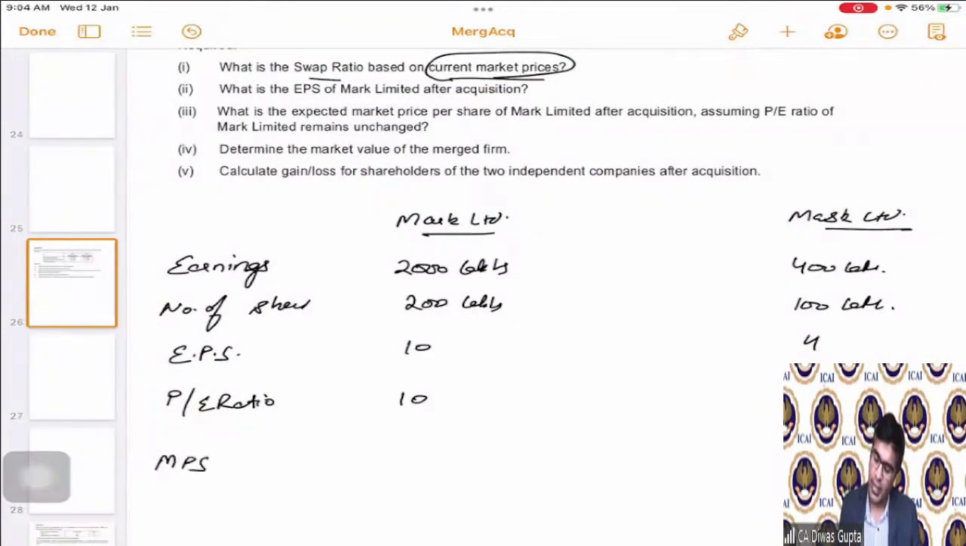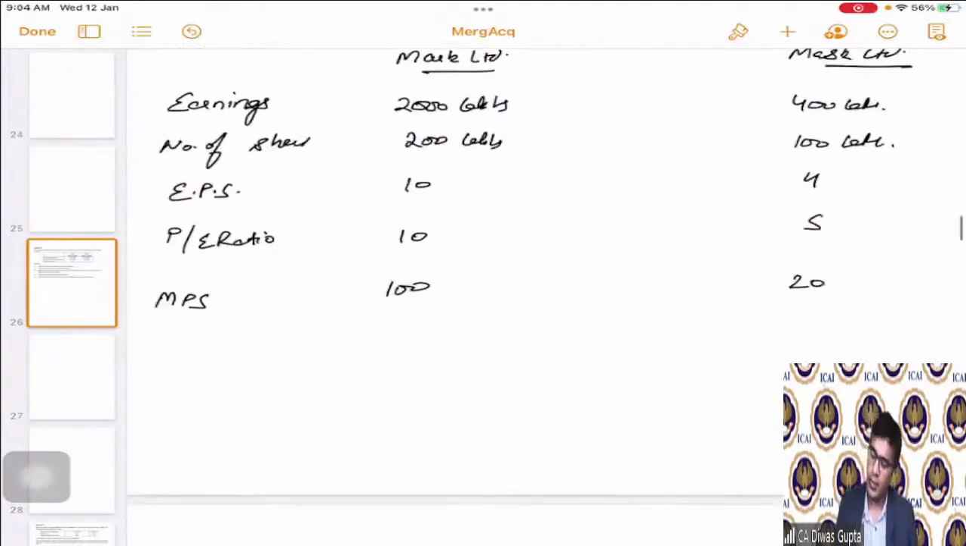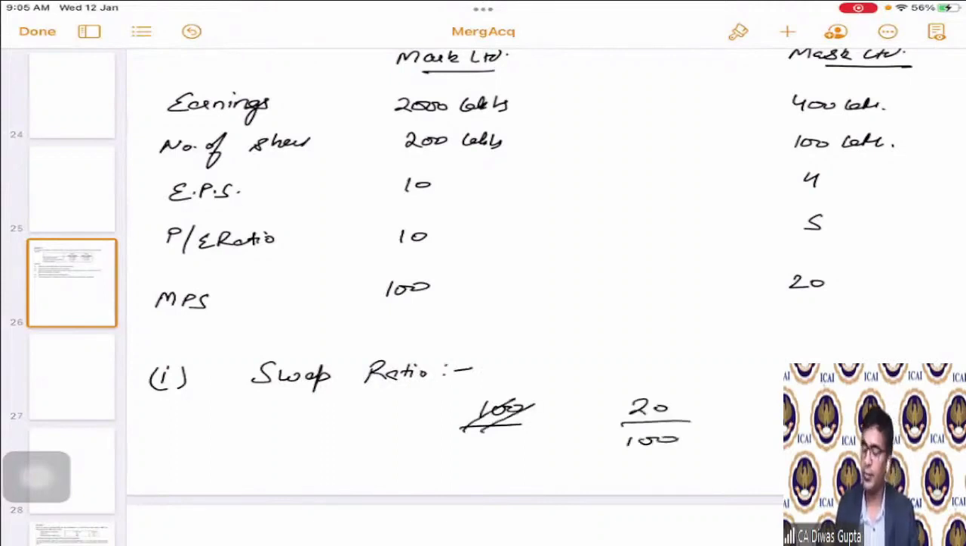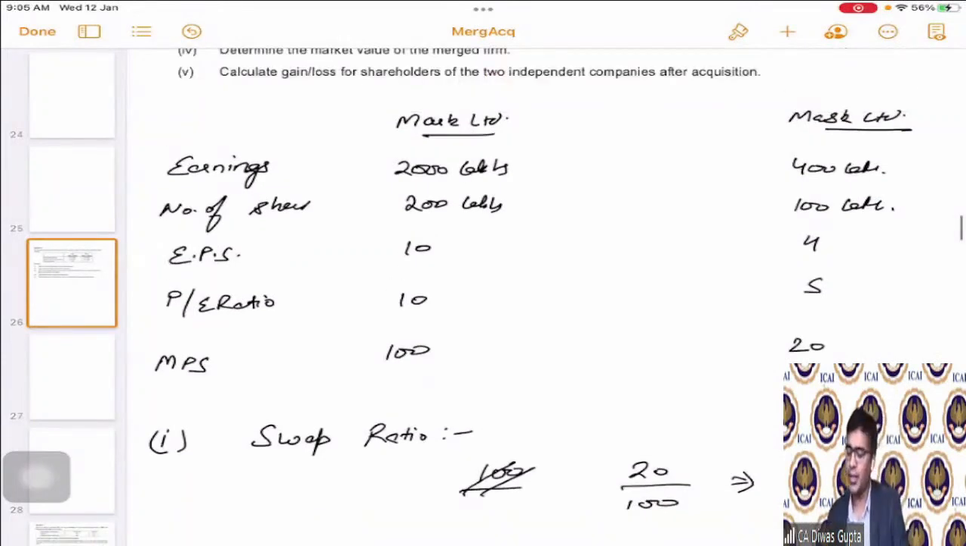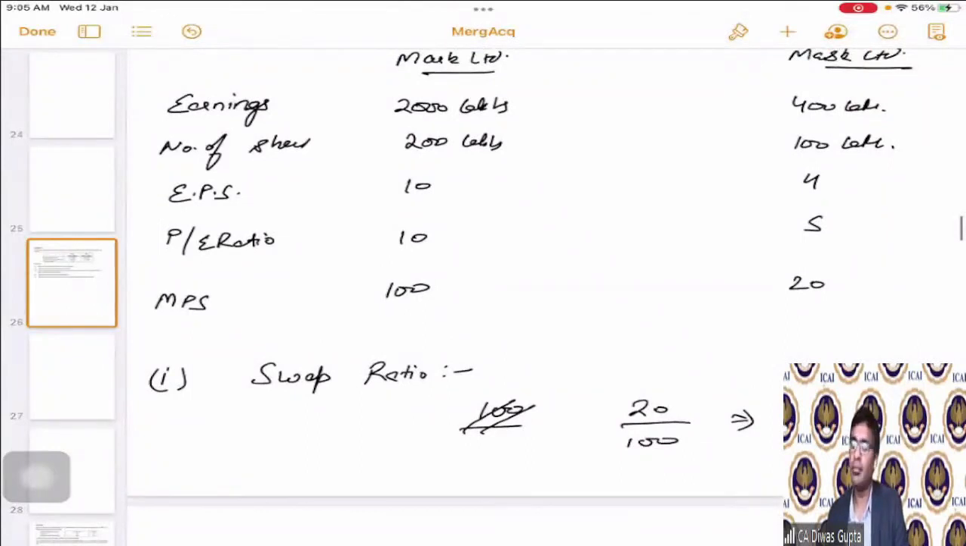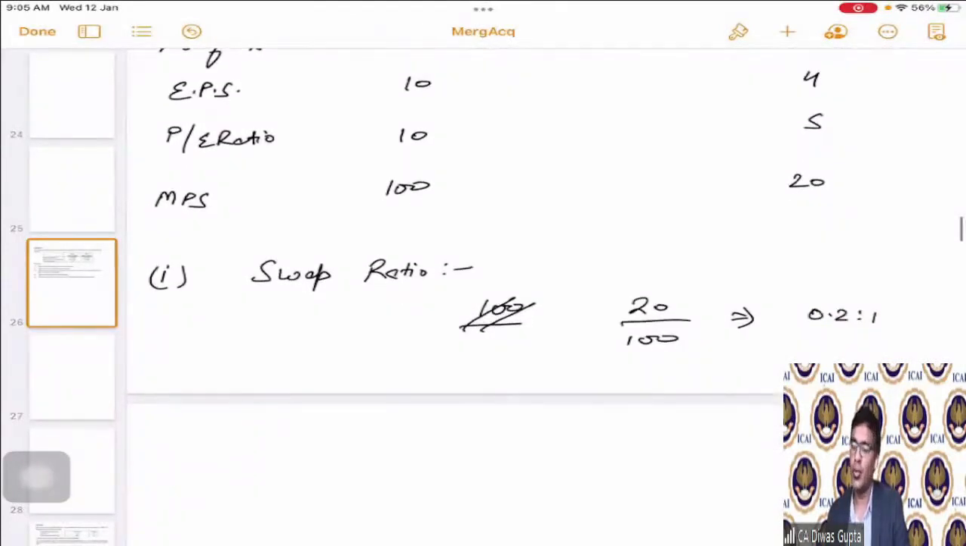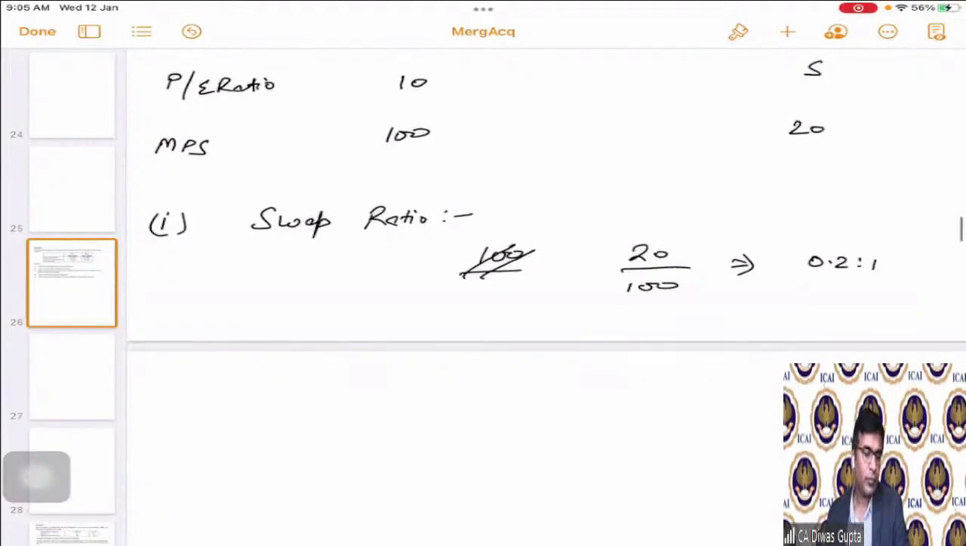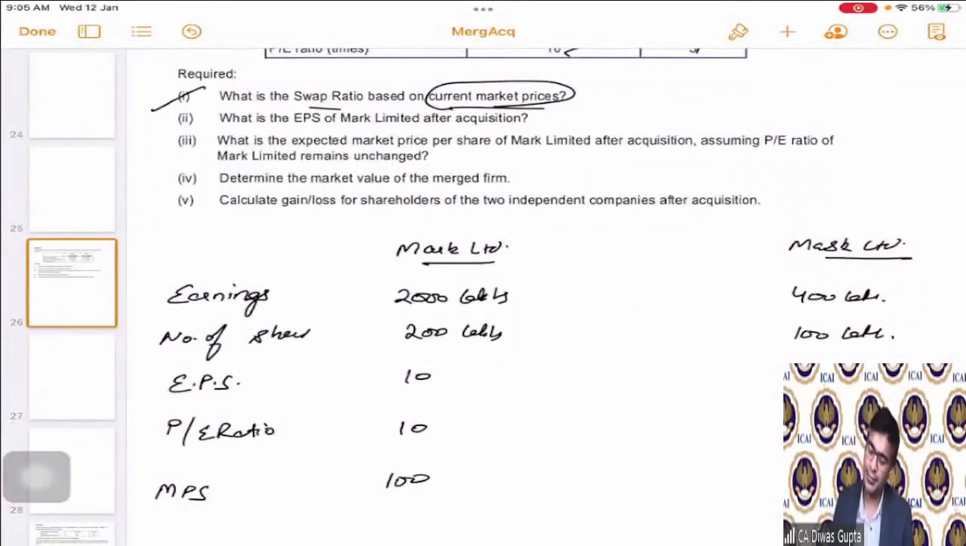What is the MPS then? Market price per share. 10 into 10, 100. 4 into 5, 20. So to calculate the first part, swap ratio will be 20 divided by 100, correct? Which is equal to 0.2:1. For every one share in Mask Limited, 0.2 shares of Mark Limited will be issued. So first part is done.